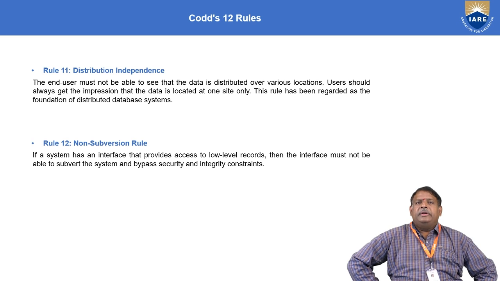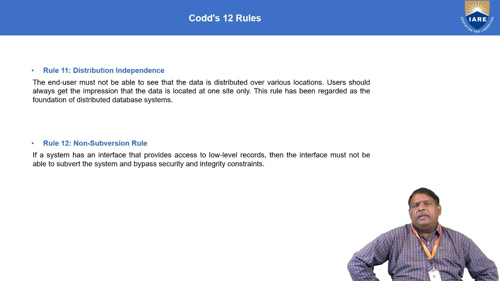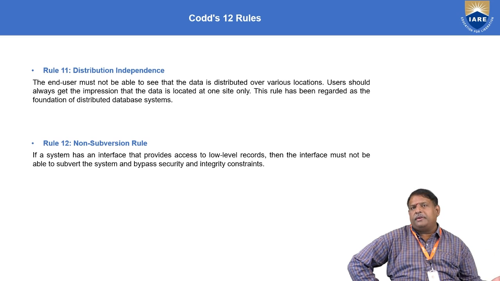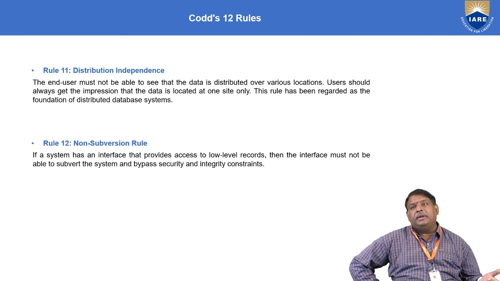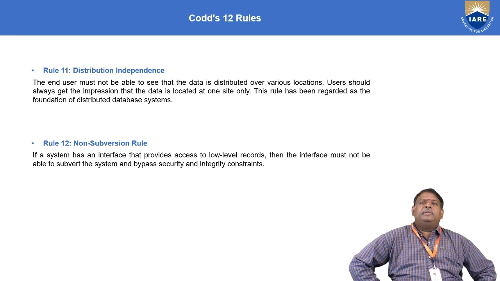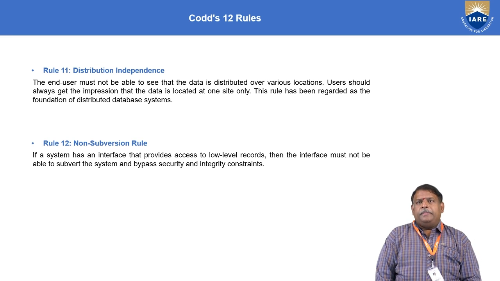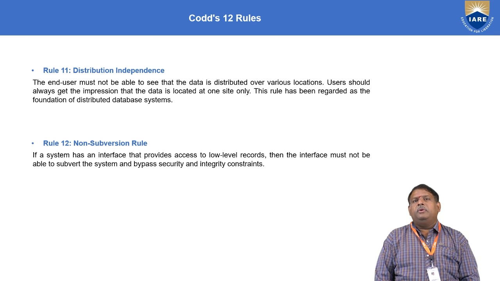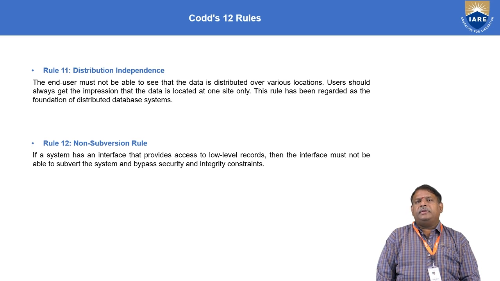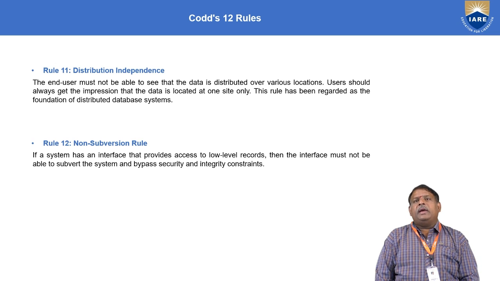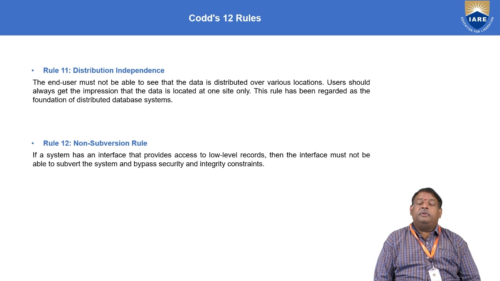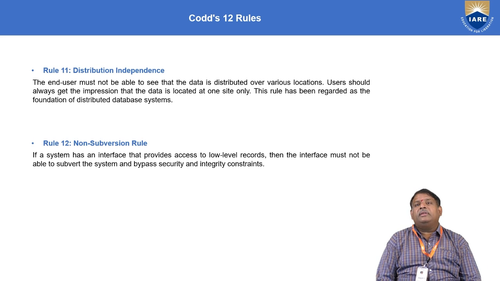Rule number 11 is distribution independence. The end user must not be able to see that the data is distributed over various locations. Your database might be at various locations, but the end user will not be able to see that. The user should always get the impression that data is located at one site only. This rule has been regarded as the foundation of distributed database systems. We know in distributed databases, your database might reside at various places, but the end user will think it is only at one site.